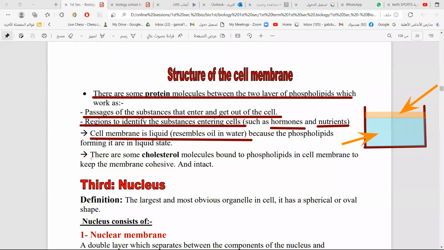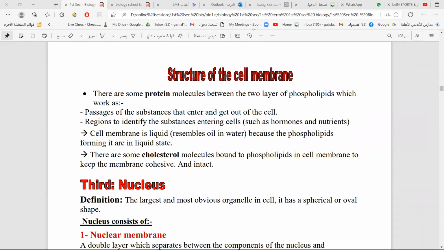There are some cholesterol molecules found between the phospholipid layers. They keep the membrane cohesive and intact. Cholesterol is a type of lipid derivative. The cholesterol helps in making the plasma membrane cohesive, متماسك, and intact. صلب أو مرن.